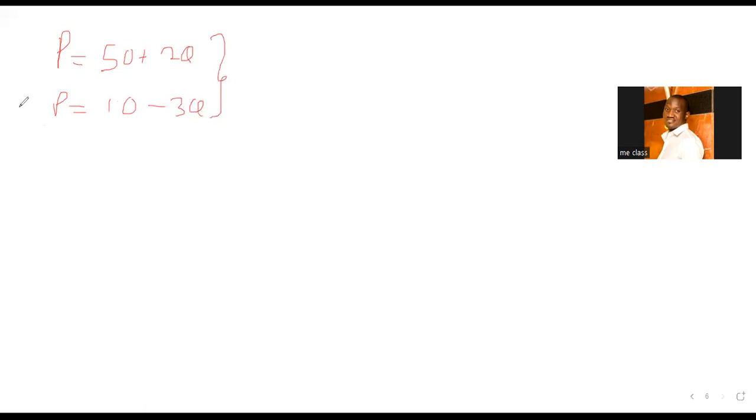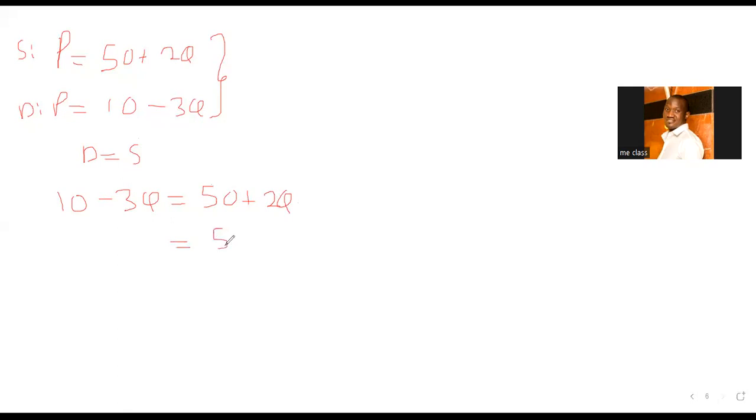We know that demand always has a negative slope. So this one is demand because this is negative there. This one is supply because this one is positive here. So we've just realized that demand is equal to supply at equilibrium, so we need to equate this. What is our demand? 10 minus 3Q. What is our supply? 50 plus what? 2Q. So here we solve them simultaneously.